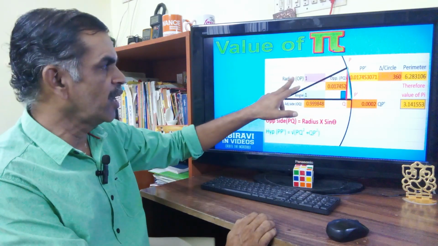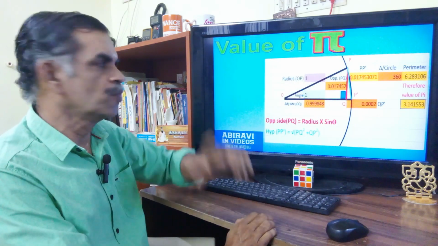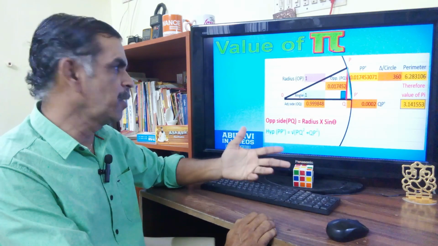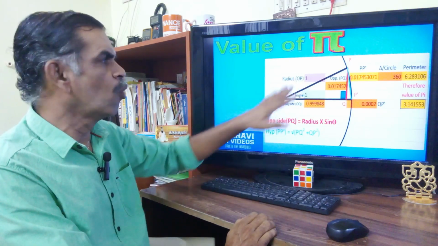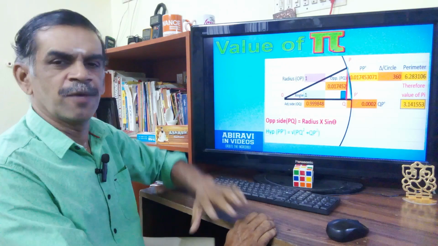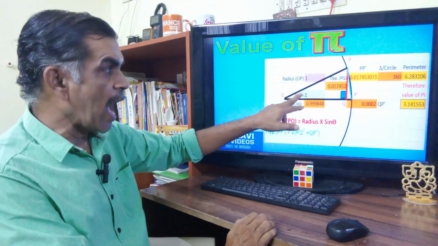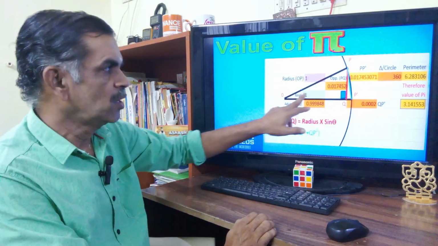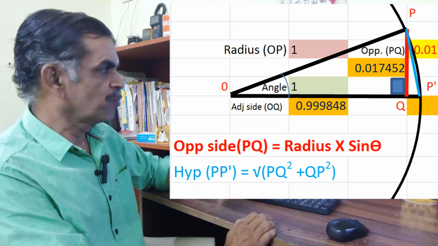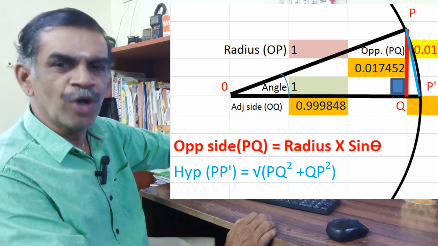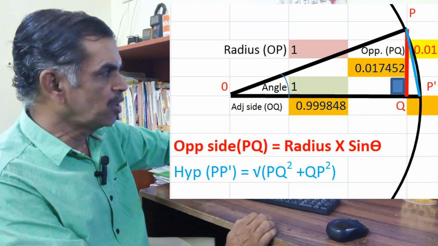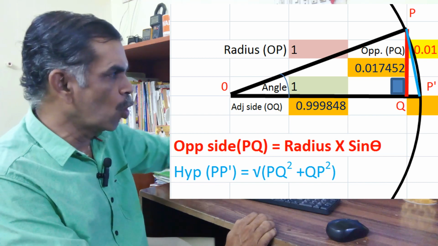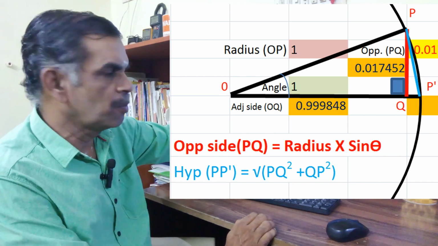Let us say the radius is 1. Let us assume 1 means 1 millimeter, 1 centimeter or 1 meter, whatever it is. Let us assume the radius OP is 1 centimeter. Then the angle between OP and OP dash is 1 degree. Practically, with 1 degree you could not see the gap between the angle, because both lines OP and OP dash will be very close.